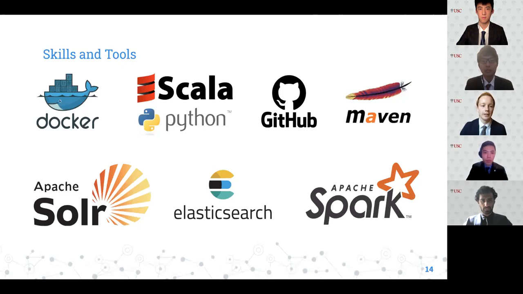We used a variety of skills and tools during this project. The main tool we used was the Scala programming language, as the existing code was already written in it, and all of the code we added to the project was also written in Scala by us. We also used Python scripts to automate the deployment and to start and stop our Docker containers.